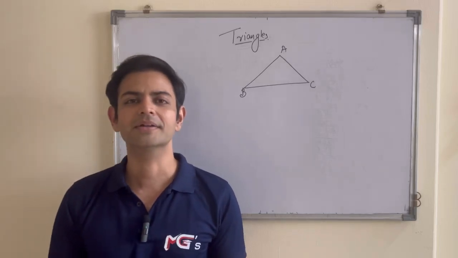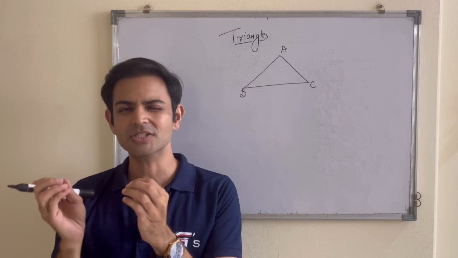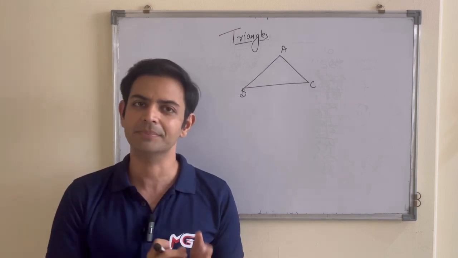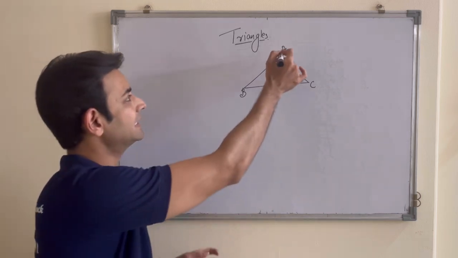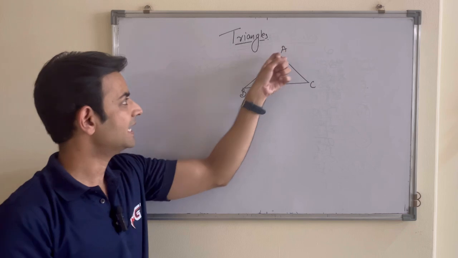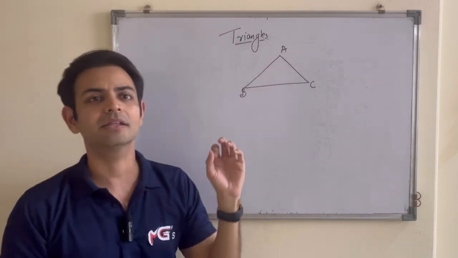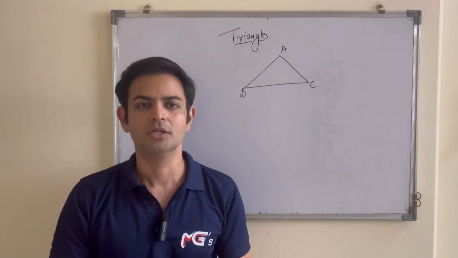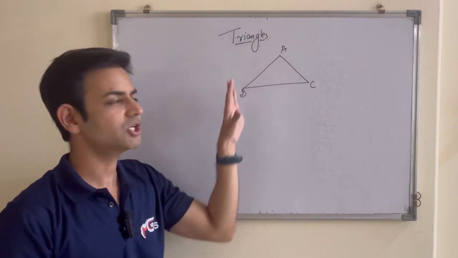In this video, we'll understand the concept of triangles. Before going to the concept of triangles, let's revise a few things that we have studied in the previous years. A triangle is a three-sided polygon. It has three angles, that is A, B, and C. The vertices are A, B, and C, and AB, BC, and CA are the three sides of the triangle. So basically, we have three angles and three sides in a triangle.